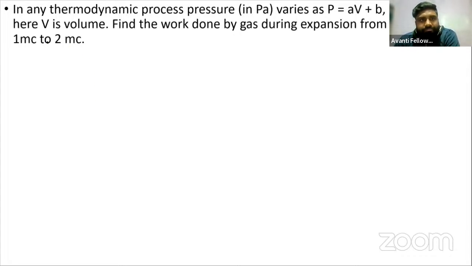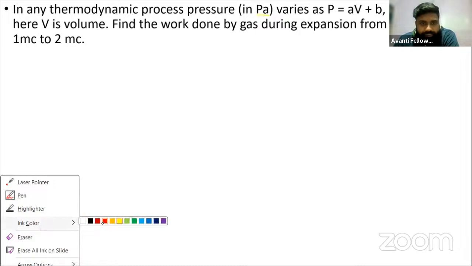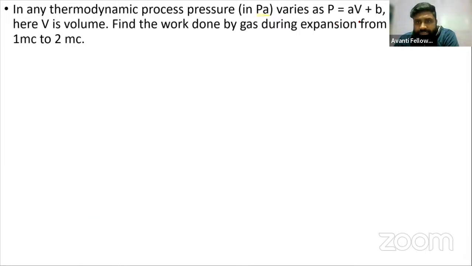Now in this numerical, in a thermodynamic process, pressure varies as P equals A into volume plus B, where pressure is given in Pascal, A and B are constants, and V is the volume. We have to find the work done by the gas during expansion from 1 meter cube to 2 meter cube.